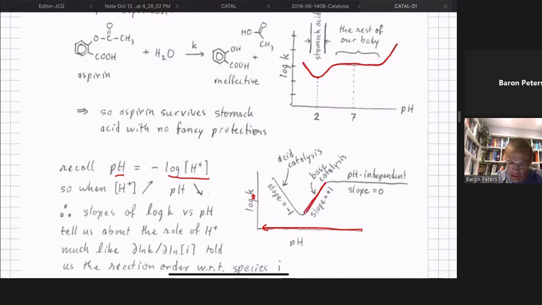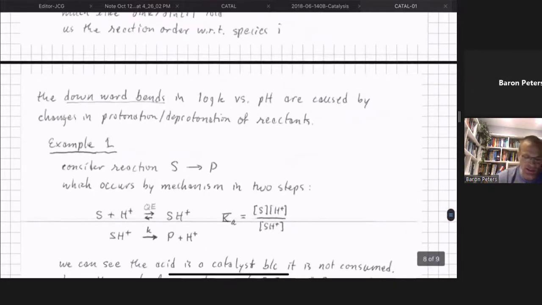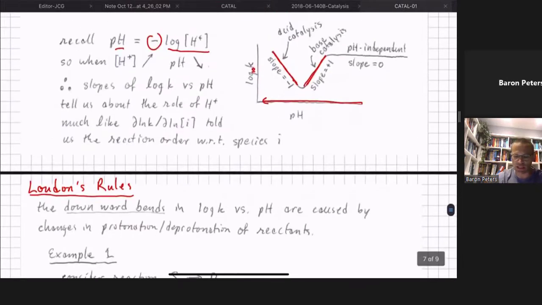When we look at a section like this, where the slope is -1, now the rate is going up. The derivative of the logarithm of K with respect to the logarithm of H+ is +1 here because I've got the negative sign coming through the pH right there. Okay, so this is acid catalyzed over here when you see the slope of -1 on this log K versus pH plot. These are called Loudon's rules, and they tell you how to interpret these features that you see in data.